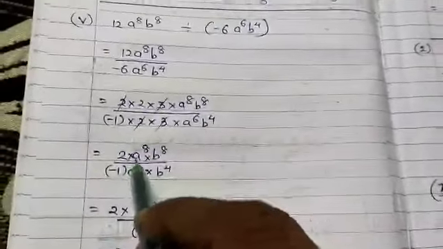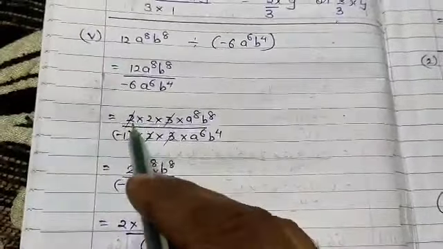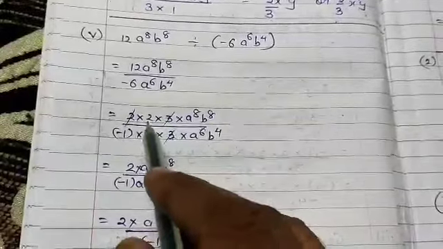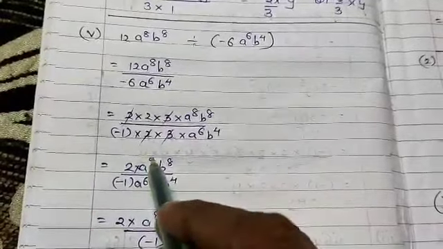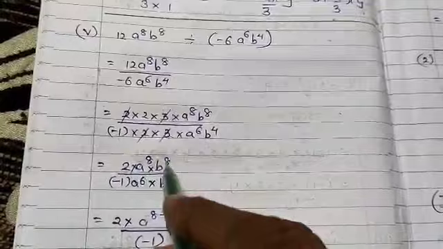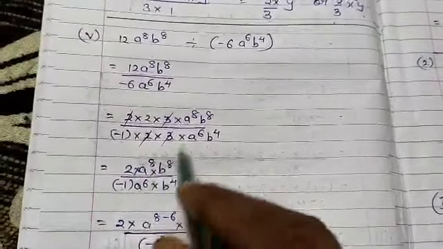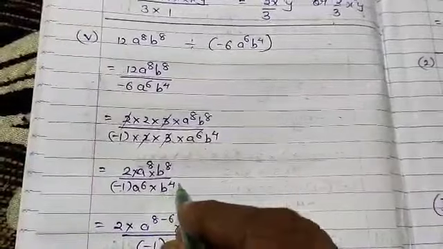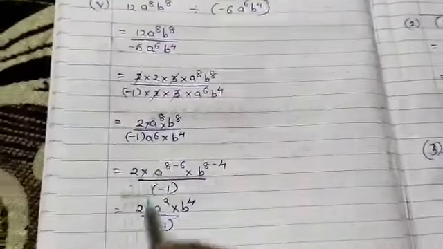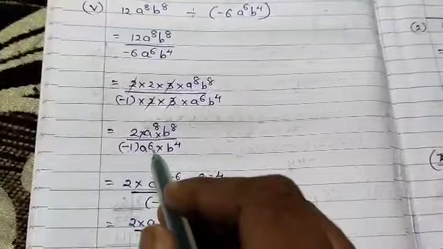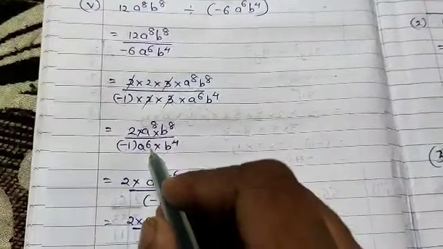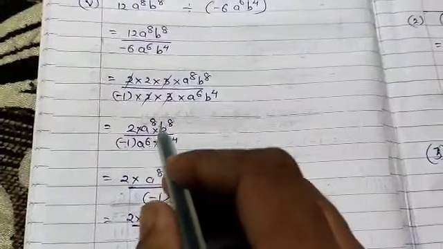Then what I will do, I will cancel whatever is possible to cancel. 2 and 2 will get cancelled, and 3 and 3 will get cancelled. What is left? 2 a raised to the power 8 and b raised to the power 8 divided by negative 1 into a raised to the power 6 multiplied by b raised to the power 4. Then what we will do, I will take this 6 to the numerator.